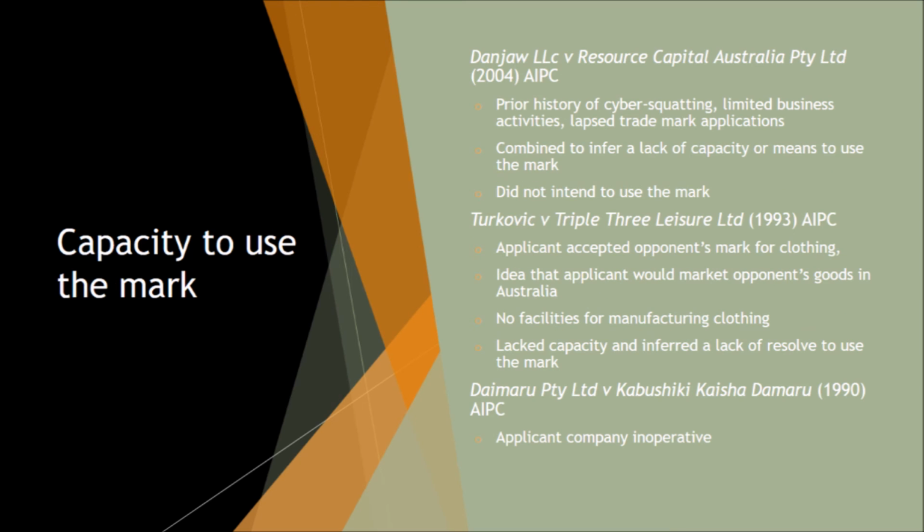The applicant's capacity to use the mark is relevant in drawing inferences as to intention. Adverse inferences have been drawn where an applicant was not operating and failed to provide evidence, had no capacity to trade in the relevant products, or was subject to relevant contractual restraint.